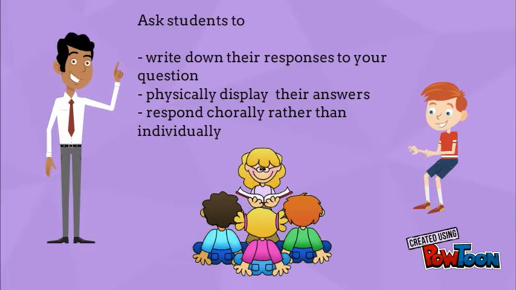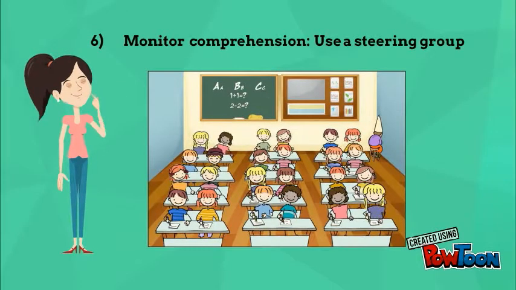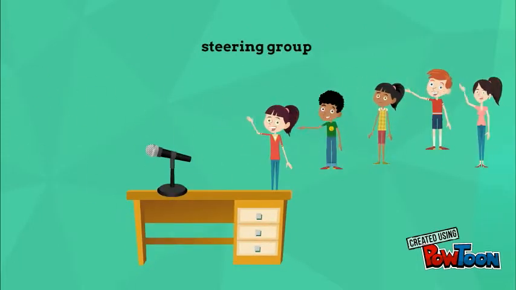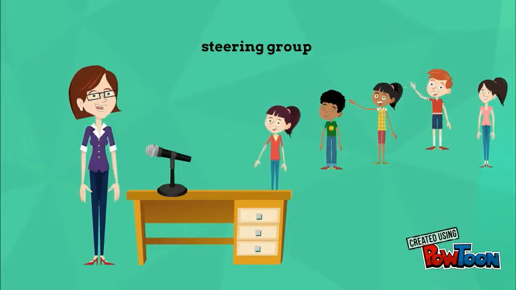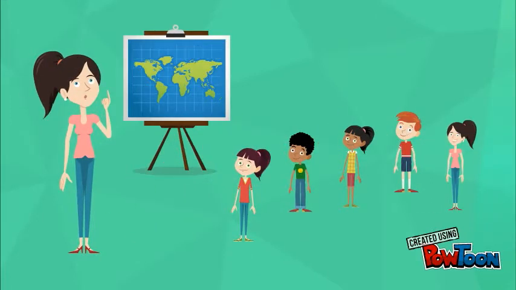The last strategy is to monitor comprehension by using a steering group. A steering group is a sample of students whose performance is used as an indicator that the class is with you and it's alright to move on to a new topic. So observe these mostly low and average achievers to decide when to move on.